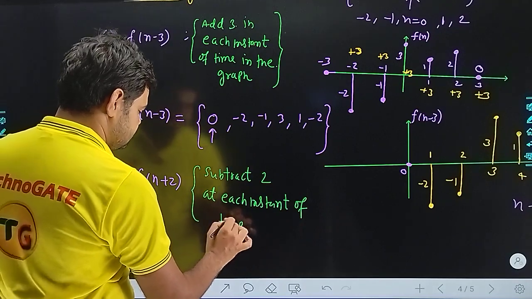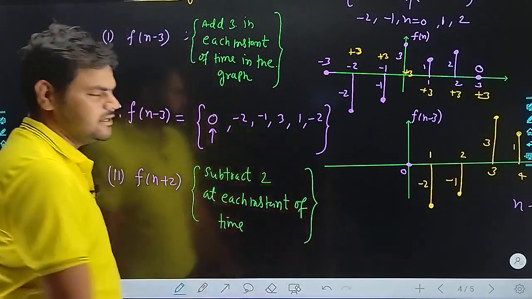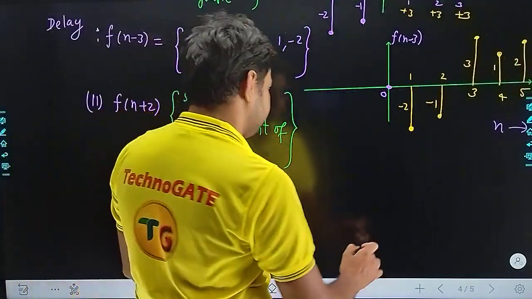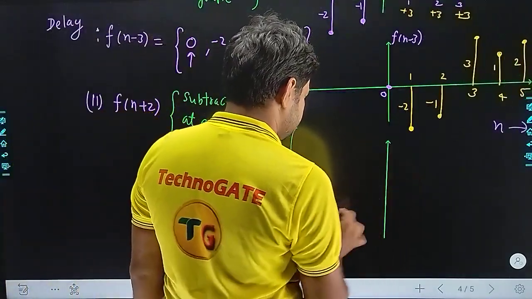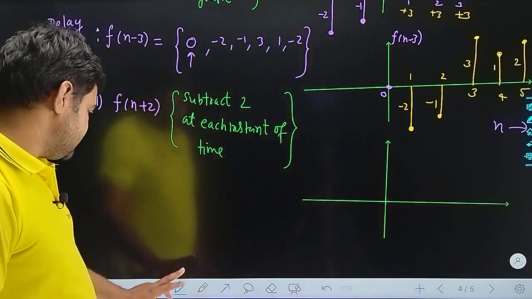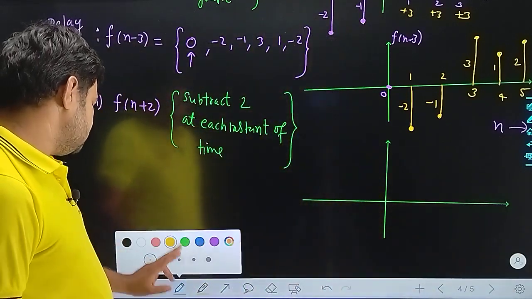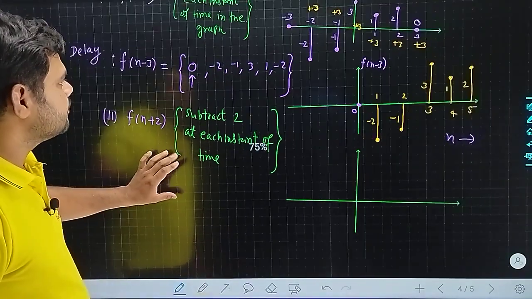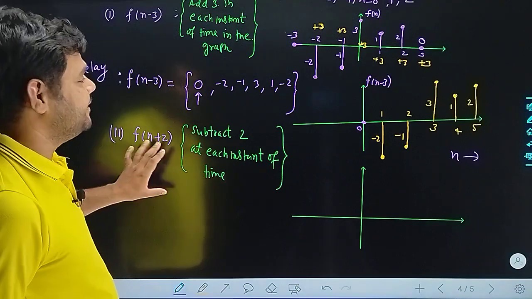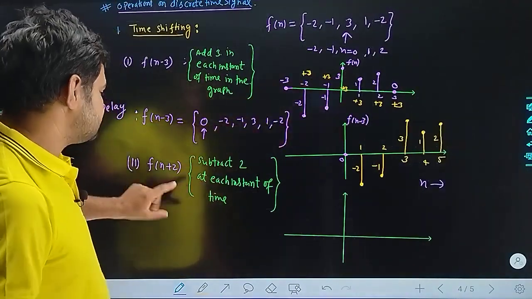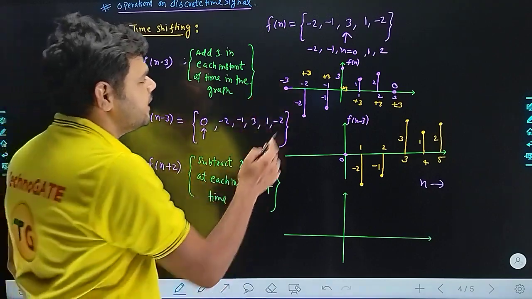What we will do, guys, we will subtract by 2 at each instant of time. Let us find f of n plus 2. Here we'll simply subtract by 2 at each and every instant of time. So this is f of n we are having. Let's perform the subtraction by 2 at every location.